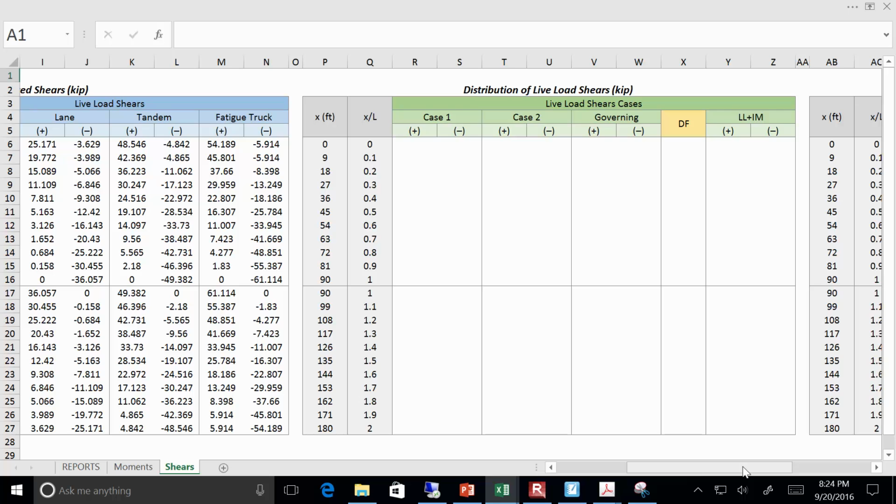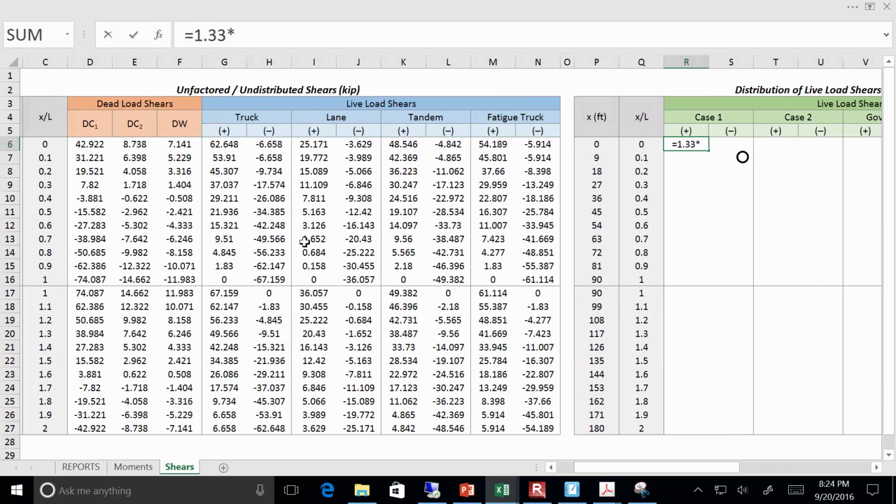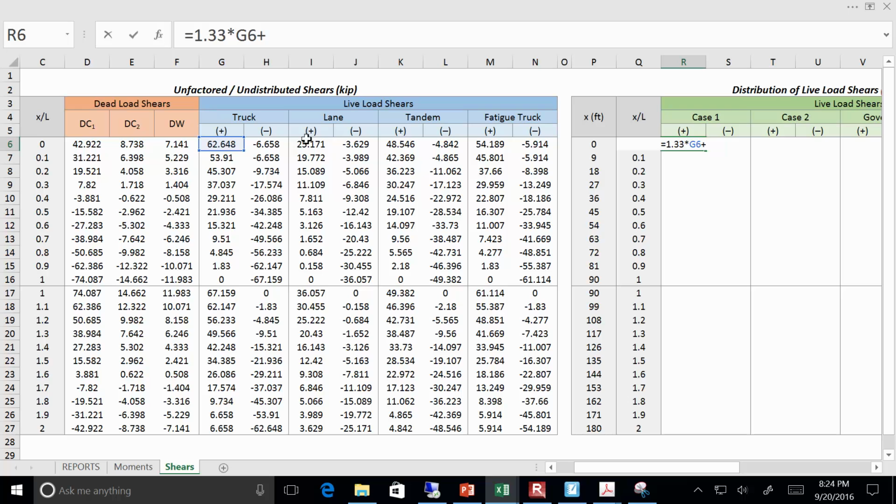We're not talking about bending here. We're talking about shear. We only have to do case 1 and case 2. So I can fill this in pretty quickly. For case 1 equals 1.33 times the truck plus the lane. Notice how there isn't even a double truck or double tandem at all. The way these software programs work, they don't even report the shears. You don't need them. So 1.33 times the truck plus the lane, and then I can go ahead and do this one, equals 1.33 times the tandem plus the lane.